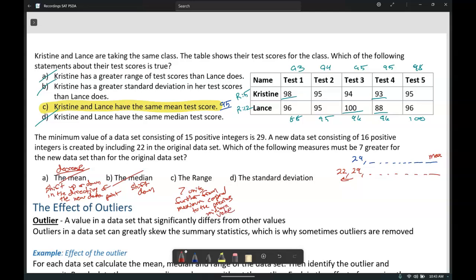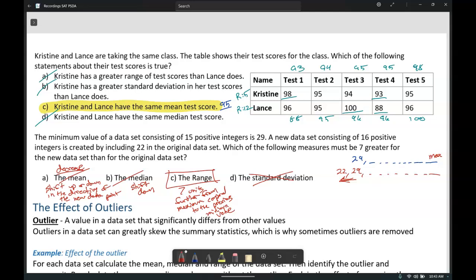And so the range is the only one that makes sense here because we see that our minimum was decreased by 7, which means our range is going to increase by 7. There's more spread. Standard deviation, we wouldn't really be able to answer that question because we don't have enough information to really look at the standard deviation. However, it's unlikely that adding one data value that's only 7 units away from the previous minimum is going to affect the standard deviation that much. We would have to add a bunch of data points either below or above it to increase the standard deviation that much. So the standard deviation just doesn't make sense.